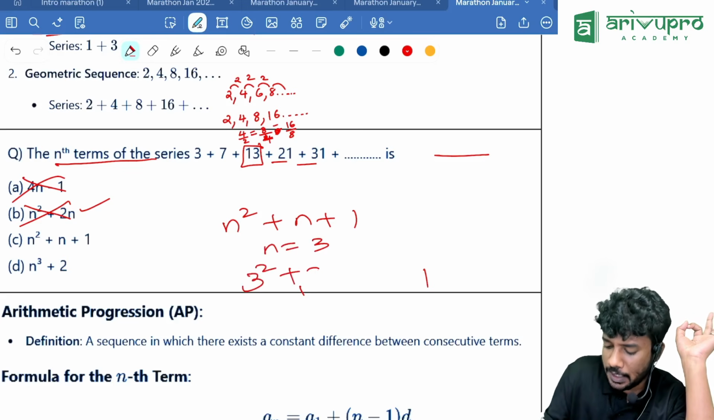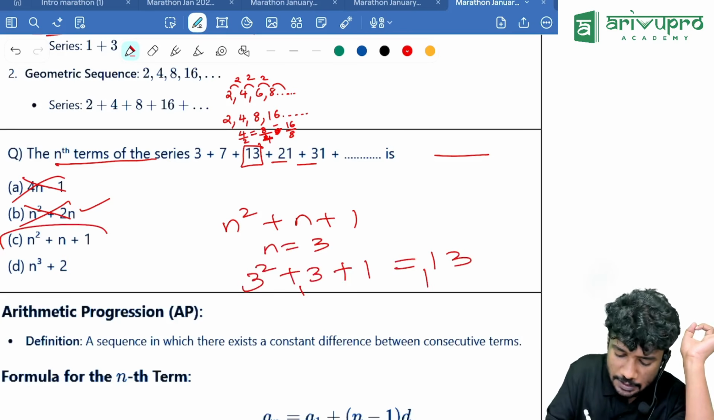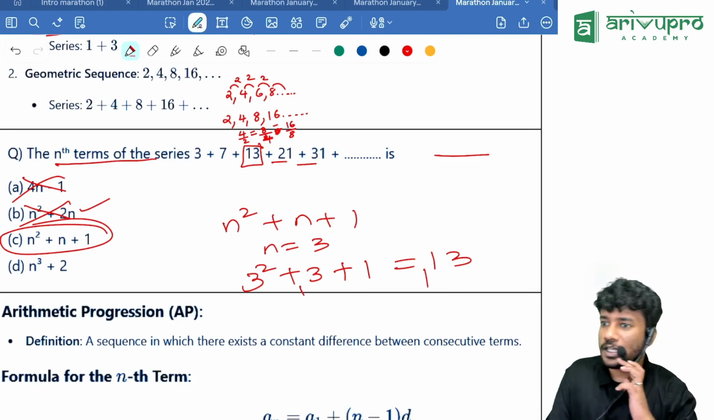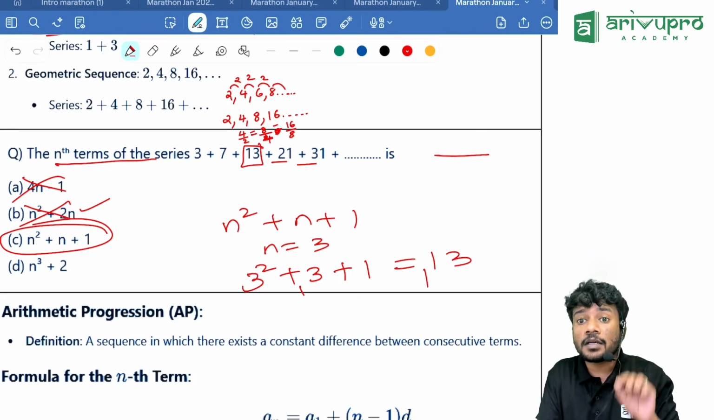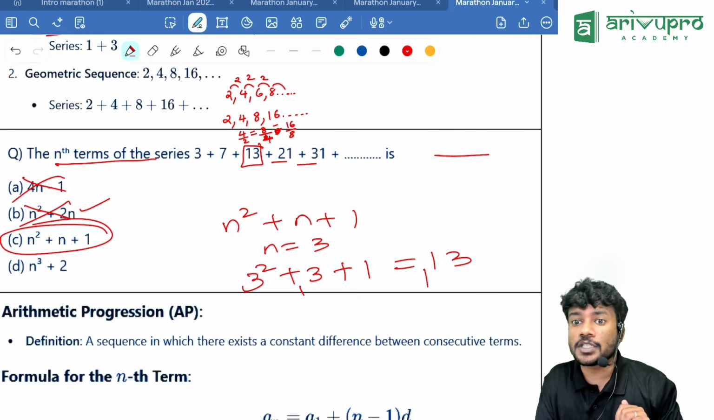3 square plus 3 plus 1, which is equal to how much? 13. Is that our nth term? Yes, that means option C is your answer. Got the logic for this type of question. A similar question was there in your May attempt.